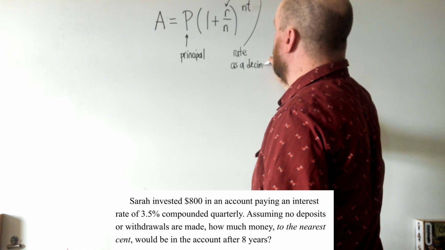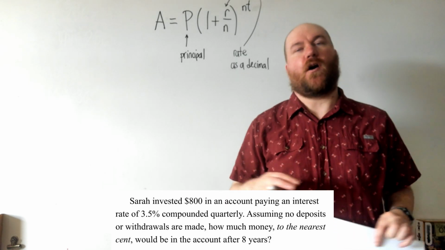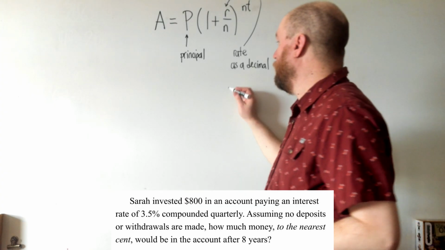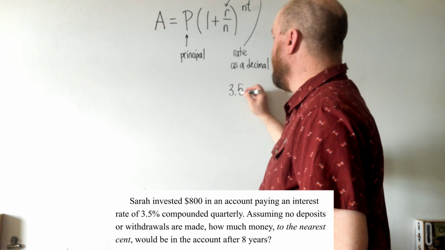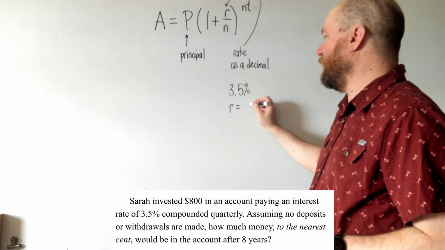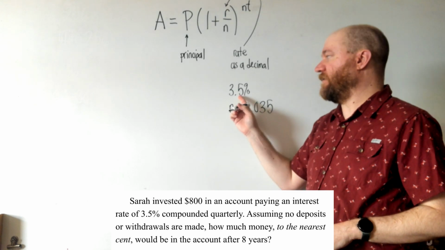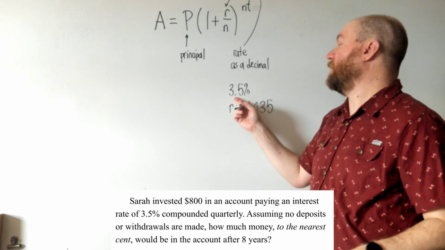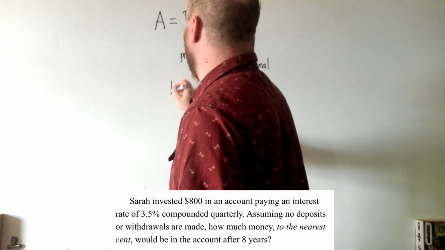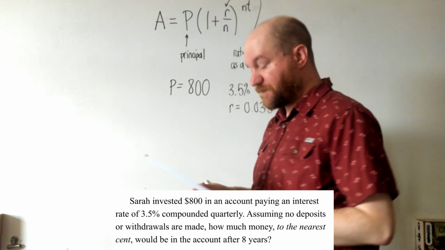Now, whenever you do rates in this formula, the rate has to be a decimal. And almost always they're going to give it to you as a percent. So in this question, we have a rate of 3.5%. That means that R is going to be 0.035. Remember, you divide that number by 100 or move the decimal 2 spaces over. So our principal in this question was 800. I forgot to write that down.